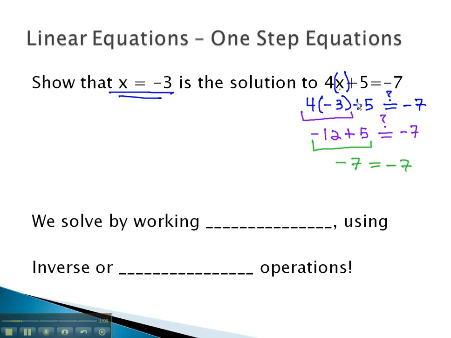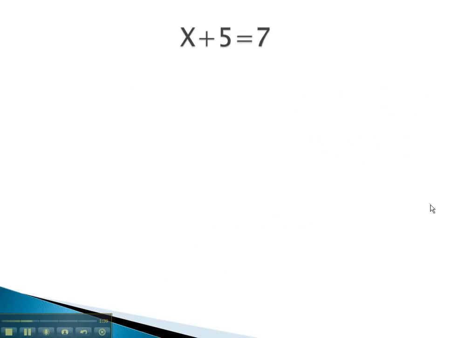So when we start with a problem like 4x plus 5 equals negative 7, what we're going to do to find x, to find that missing value, is we will solve by working backwards, using inverse or opposite operations. Let's take a look at a few examples where inverse or opposite operations help us find that number that x equals.